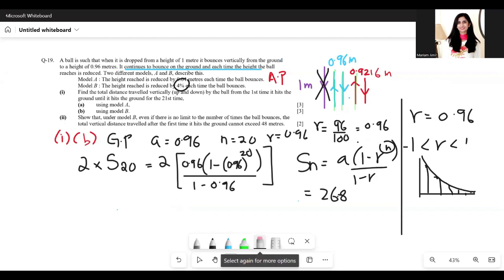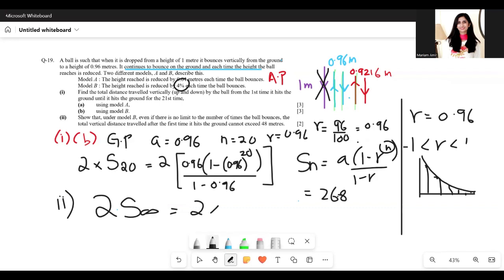So for part 2, we just have to do 2 times sum to infinity. So 2 times a is 0.96 upon 1 minus r is also 0.96. Enter this in the calculator and you should get 48. And we've shown that we get 48.